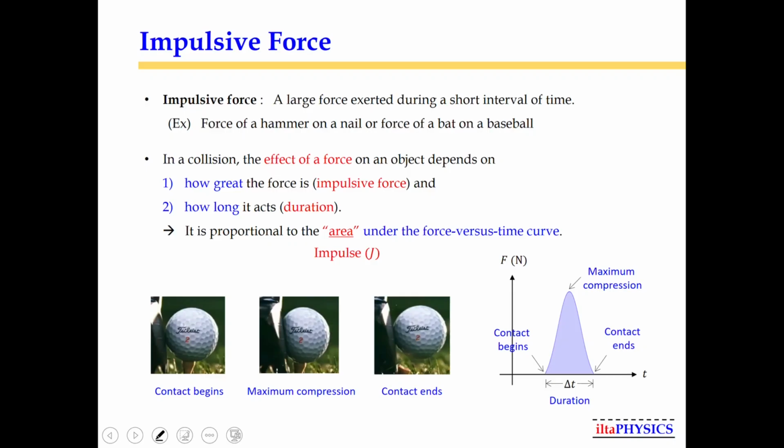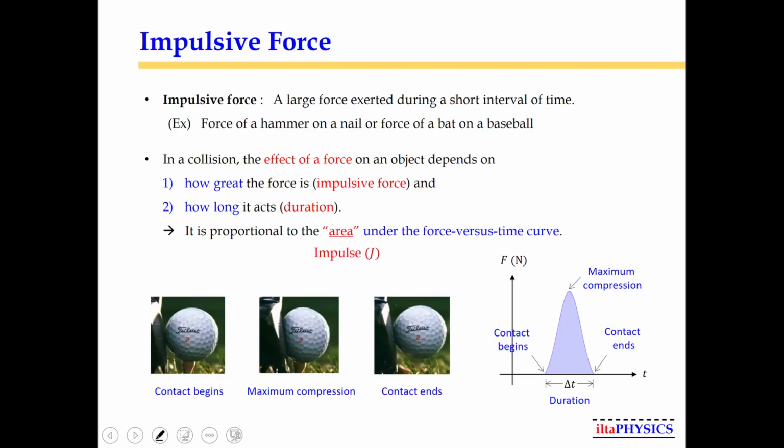A high-speed camera sequence of a golf club hitting a golf ball. The left image is the moment the club and ball first touch, and the middle one is the moment of maximum compression as the ball deforms. The last photo is the moment the ball regains its shape and moves forward.